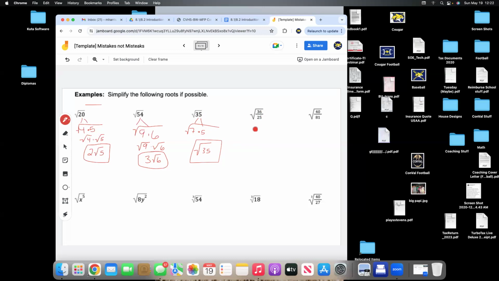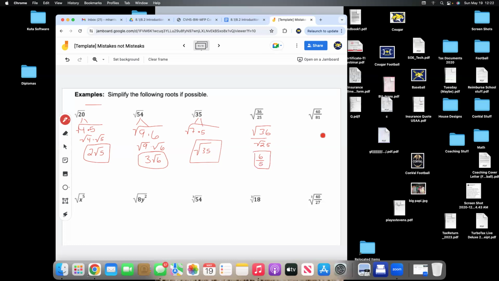Next, square root of 36 over the square root of 25. It's the quotient property. That's the square root of 36 over the square root of 25. Those are both perfect roots, so we get 6 over 5 as our answer.